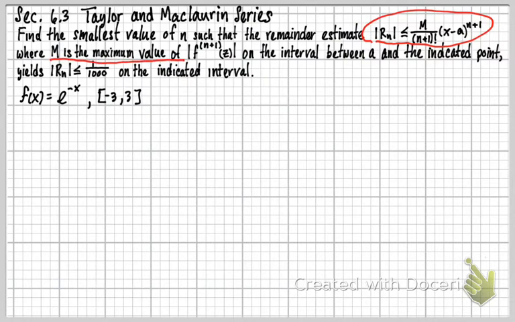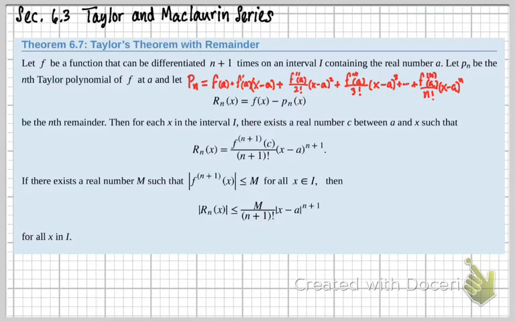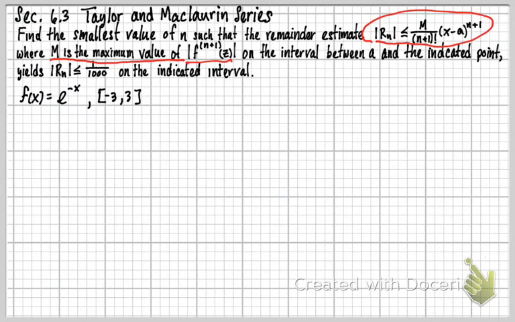Now, I like to think of it this way. When I see that m is the maximum value of this f to the n plus 1, I think of this inequality right here. In my head, that's what I see. I'm looking for that m now. And then it says on the interval between a and the indicated point yields Rn to be less than 1 over 1,000. So that's going to be our parameter that we're shooting for here.